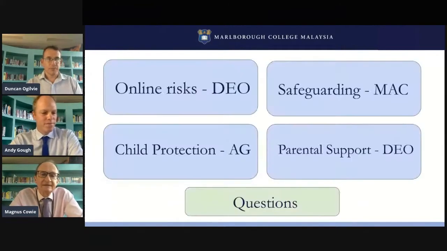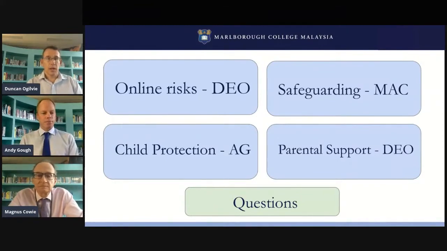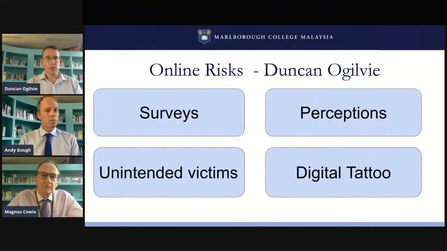Today's format is, as such, we're going to be covering 4 different aspects before we get on to the questions. I'm going to introduce an online risk survey that we did with our pupils last term. Mr. Cowie is going to address how we safeguard within the college. That's a proactive approach. Mr. Gough is then going to deal with child protection, how we deal with a variety of cases within the college. And I'm going to offer some parental support, as I did in the last webinar. We're then going to answer a series of questions, which people have already fielded. So without further ado, we'll go on to the surveys.